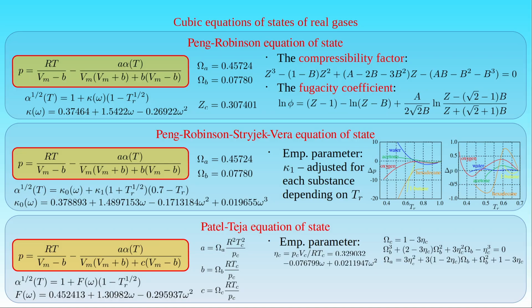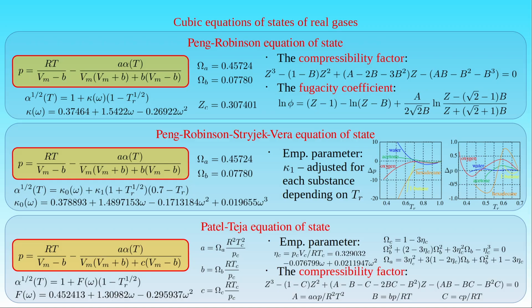The Patel-Teja equation of state gives a cubic equation for the compressibility factor Z that states that Z cubed, minus 1 minus capital C times Z squared, plus the quantity of capital A minus capital B minus capital C minus 2 times capital B times capital C minus capital B squared, times Z, minus the quantity of capital A times capital B minus capital B times capital C minus capital B squared times capital C is equal to 0.